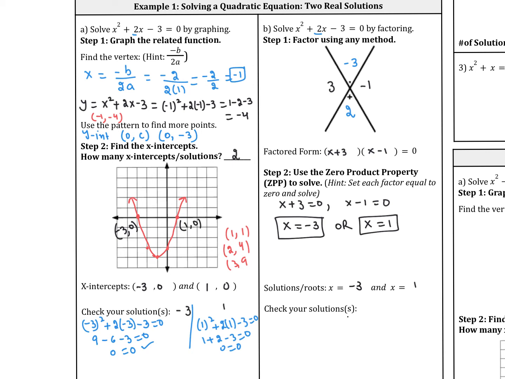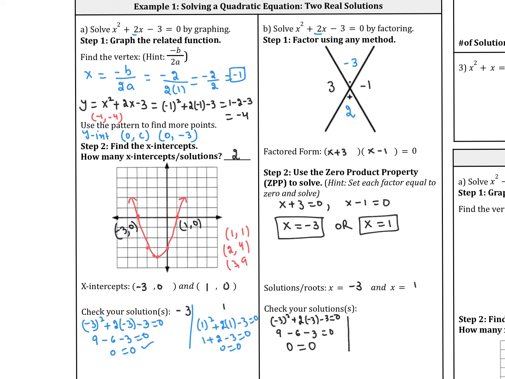You're going to check them one by one by plugging them into the main equation. So -3 squared plus 2 times -3 minus 3 equals 0. Which is clear that it's going to be 9 minus 9 equals 0. So 0 equals 0. The checking part is complete.